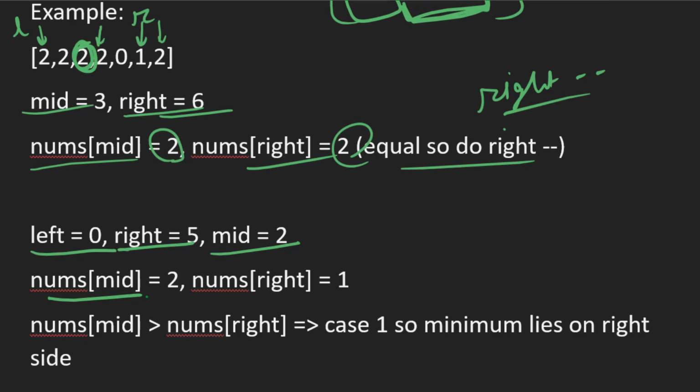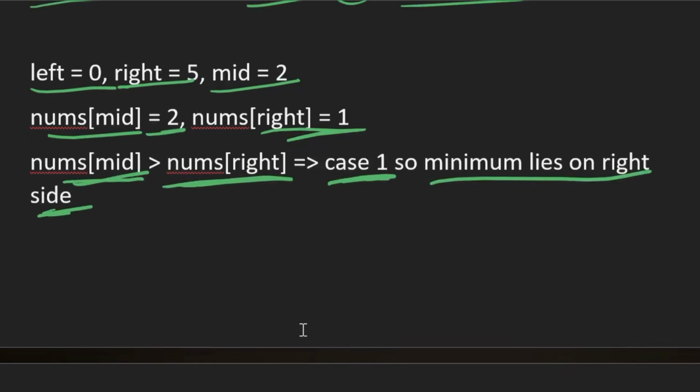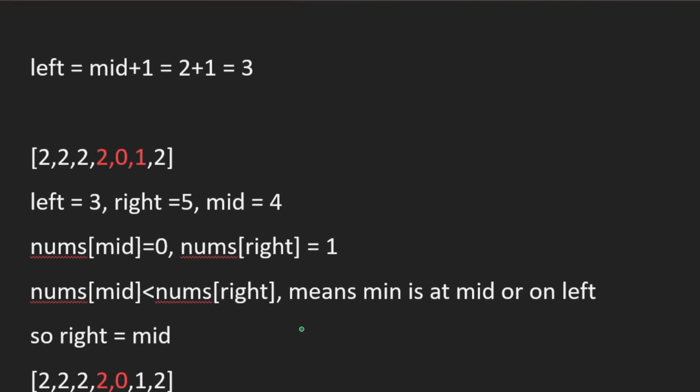Now nums of mid is equal to 2, and nums of right is equal to 1. Nums of mid is greater than nums of right, so this is case 1. Our minimum will lie on the right side. So we update left is equal to mid plus 1, which is 2 plus 1, that is 3.